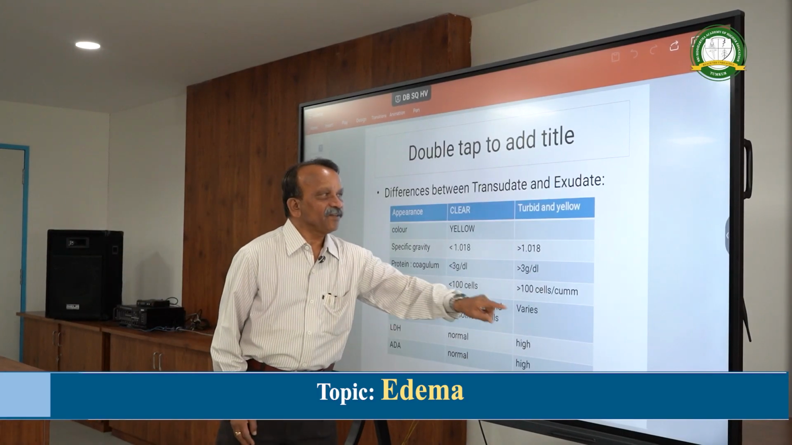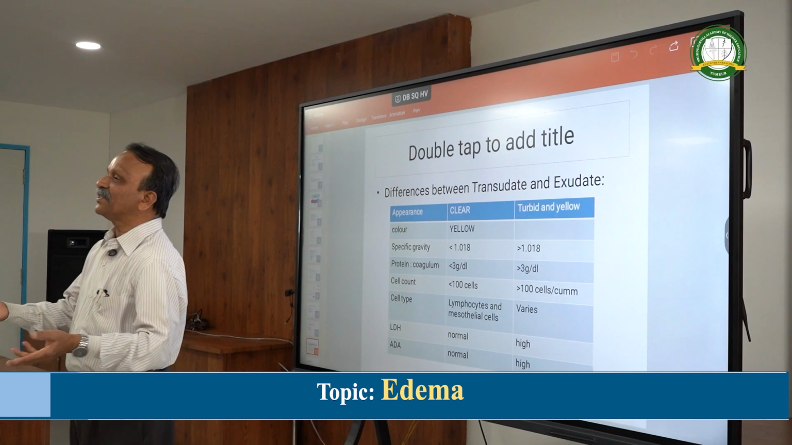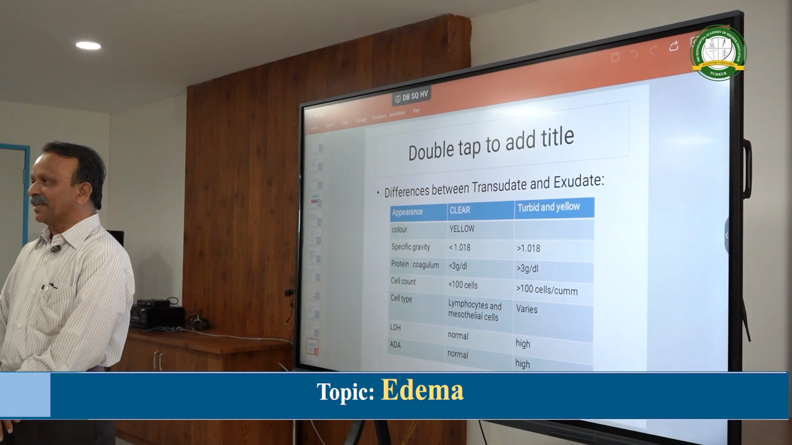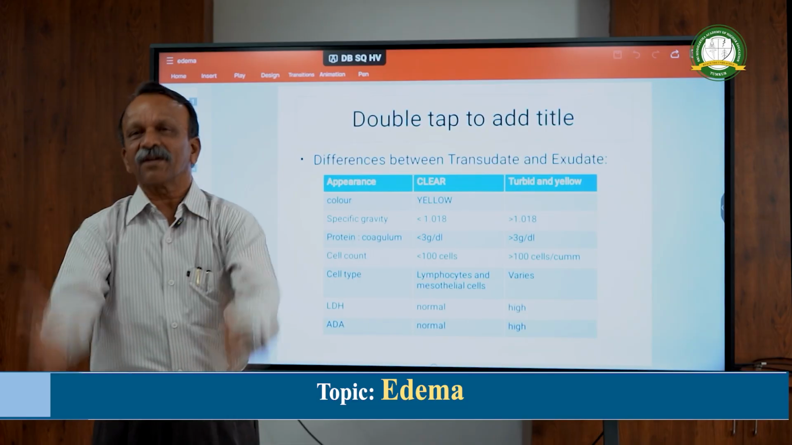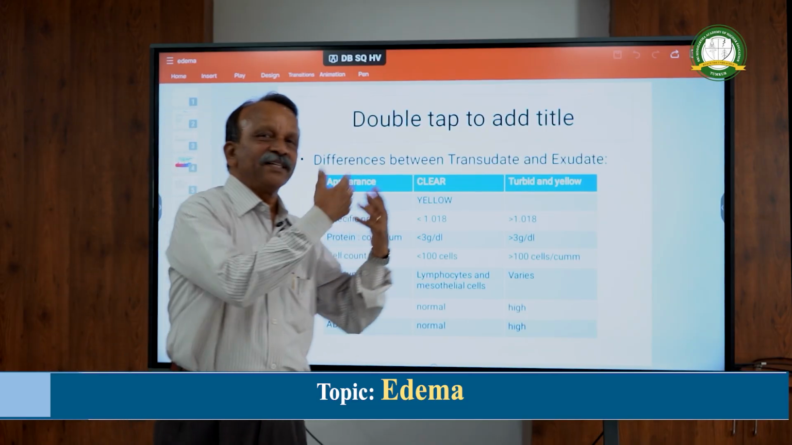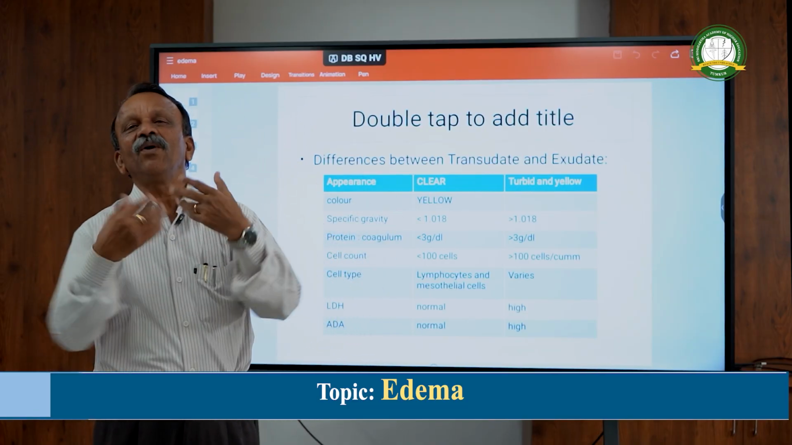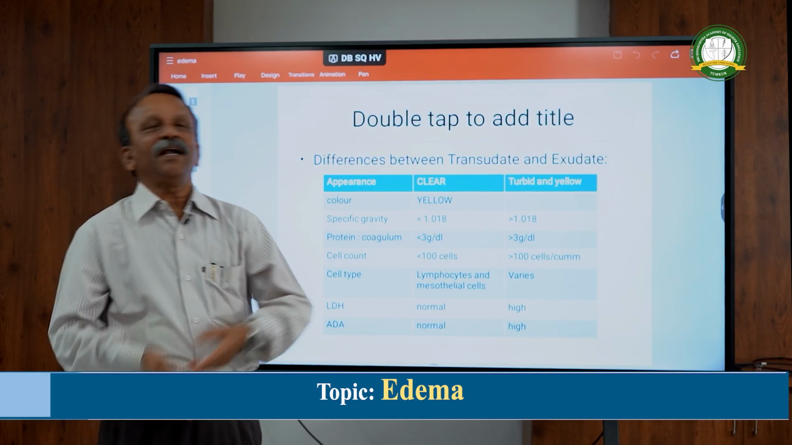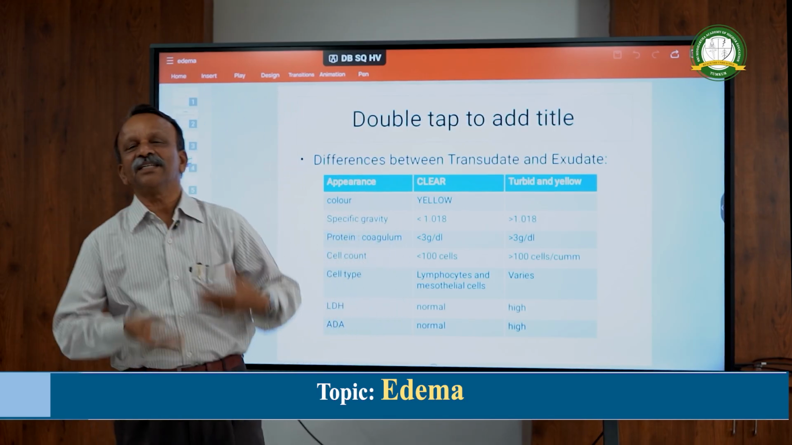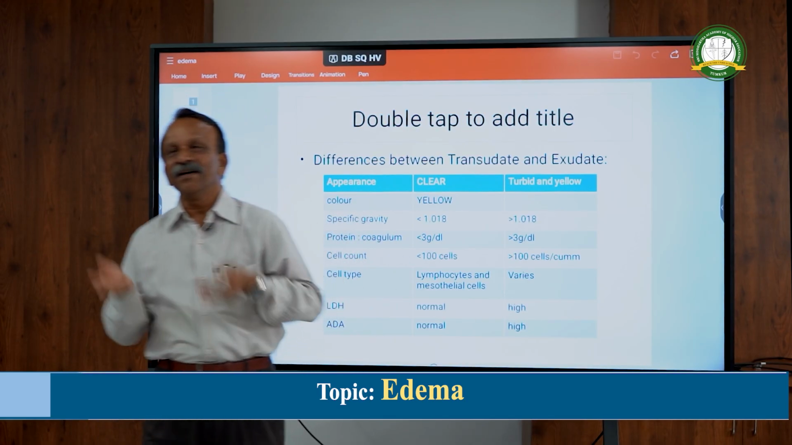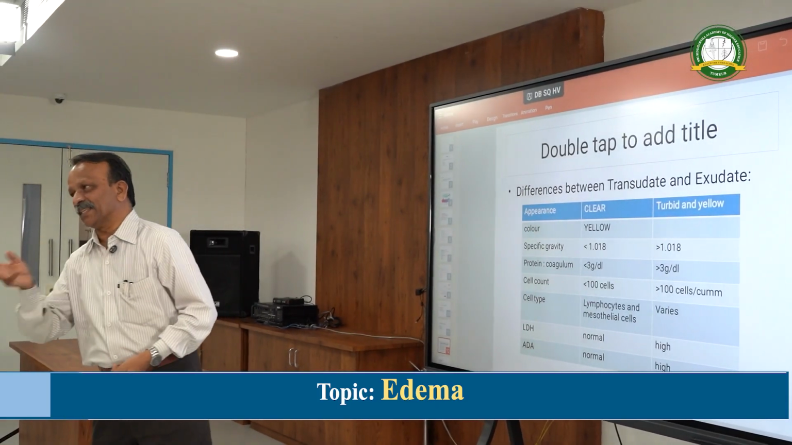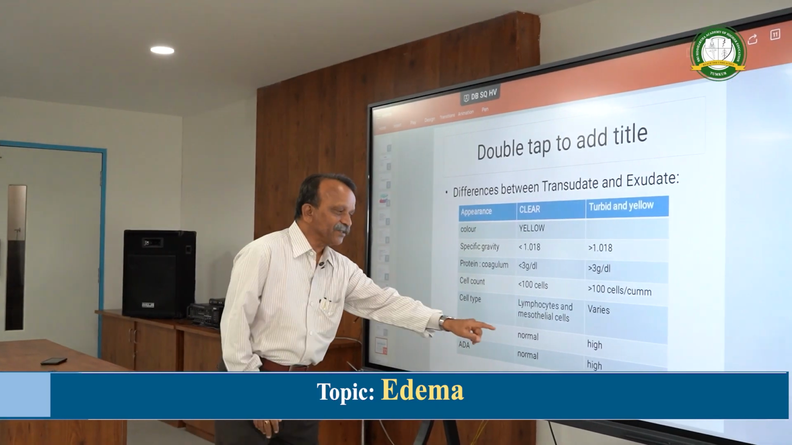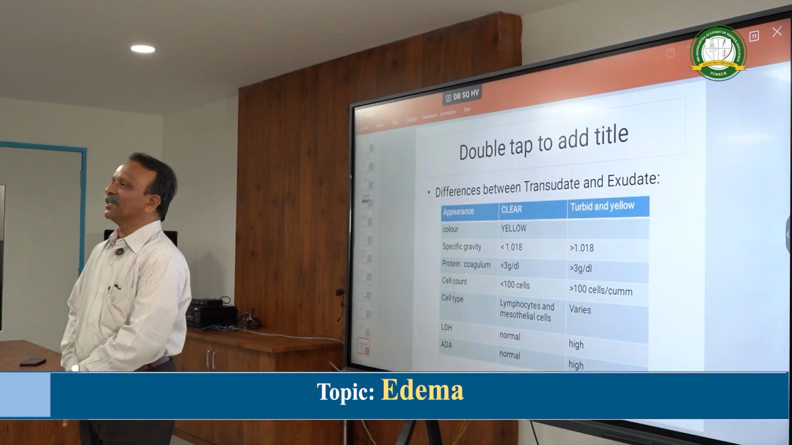But in case of the exudate, it varies depending upon the etiology. If it is bacterial effusion, we see more number of neutrophils. And if it is tuberculous effusion, more number of lymphocytes. And if it is due to a cancerous condition, malignancy, then we see more number of malignant cells, cancerous cells in the fluid. Then coming to the LDH, that is lactic dehydrogenase.